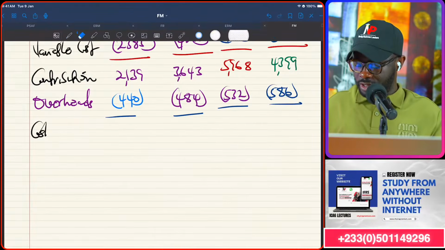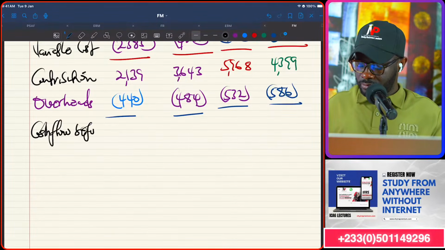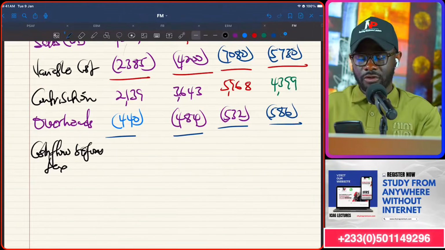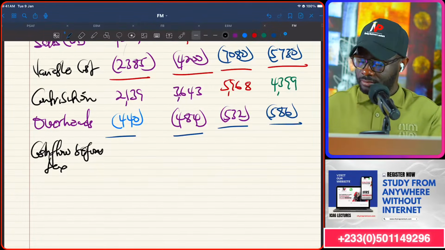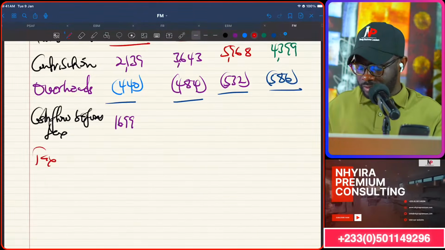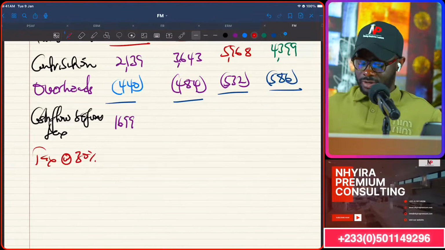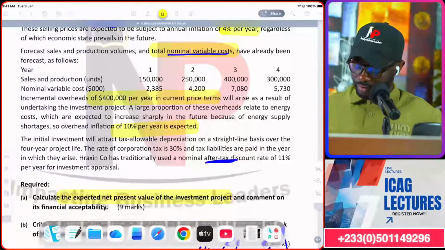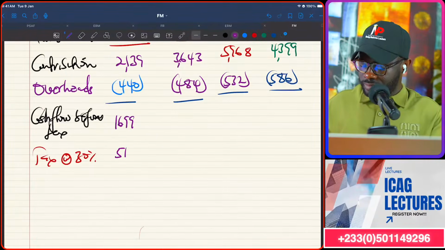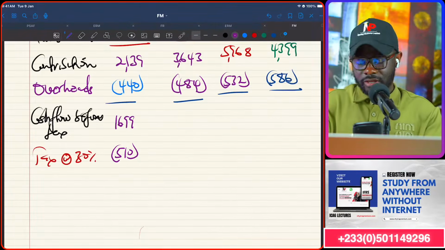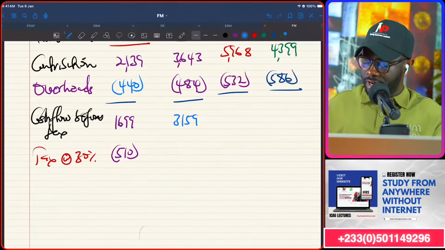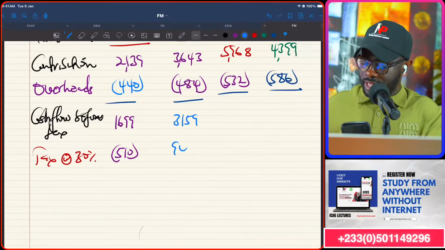All right, so cash flow before tax. So what do we have? 2139 minus 440. That is 1699. Now, since I'm there, I'm going to calculate the tax at once on my figures. Our tax rate is 30%, so times 0.3, that's 510. The tax is an outflow. Year 2: 3643 minus 484, that's 3159. We get 30% of that for the tax, and that's 948.